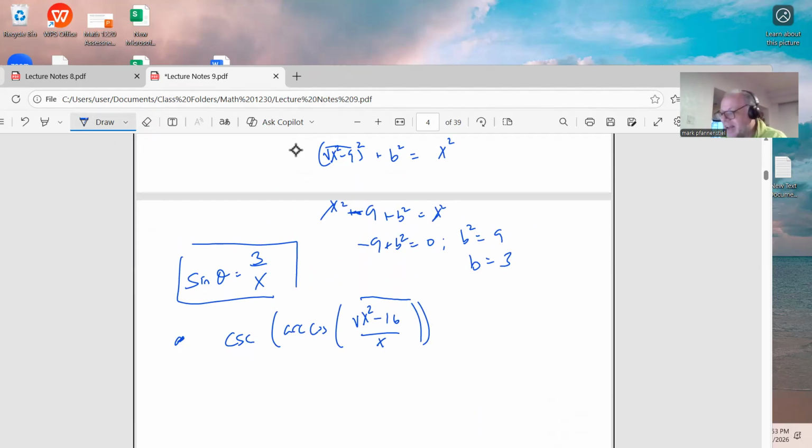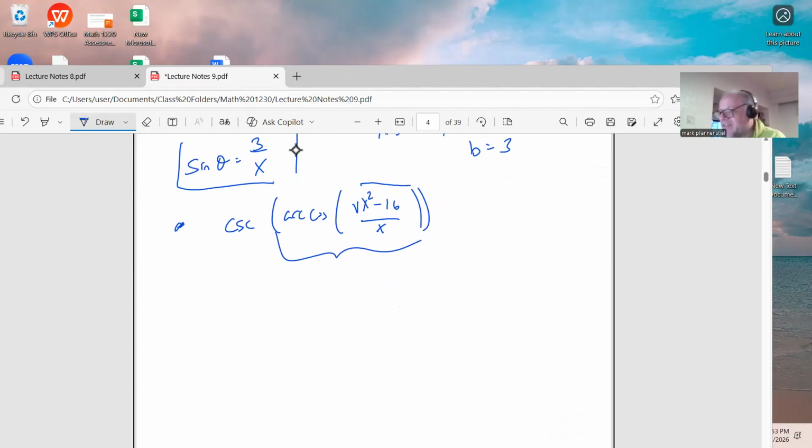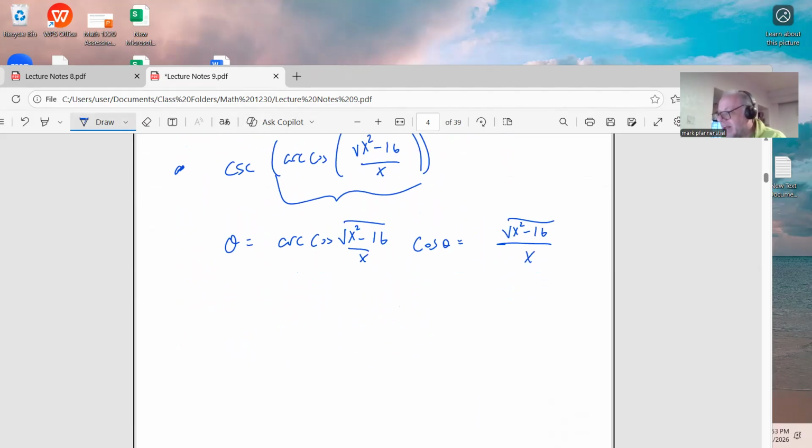So again, inside out. We'll work from the inside pieces to the outside pieces. I'm going to say theta equals the arc cosine of the square root of x squared minus 16 all over x. Take the cosine of both sides. So I have cosine of theta equals the square root of x squared minus 16 all over x. Now, I'm going to draw a triangle because cosine is adjacent over hypotenuse. And again, I have to figure out this b value here.